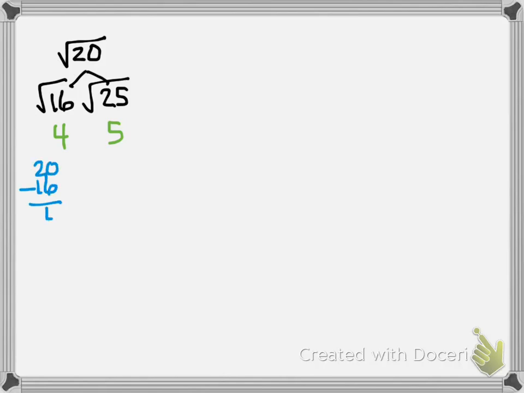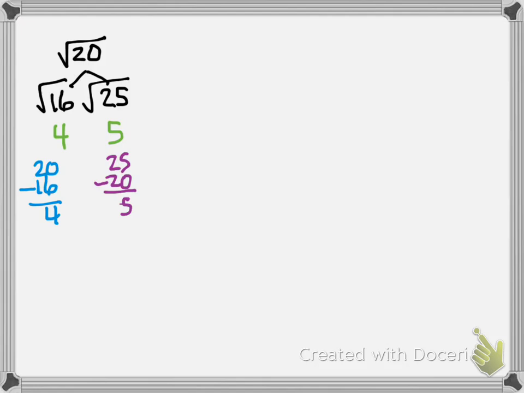20 take away 16 is 4. 25 take away 20, I'm always referencing back to my number, is 5. What that tells me is my number is slightly closer to the 4 than it is to the 5. And the reason why I use the word slightly is because the two differences were very close to each other. So now I'm going to estimate a number closer to 4 than to 5, but kind of in the middle, to guess to see what is going to be closest.